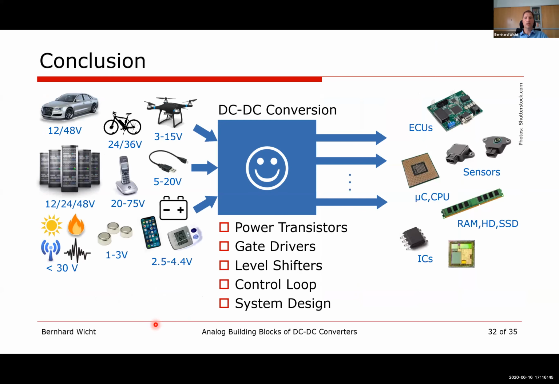So with that, I'm approaching the end of my lecture today. We discussed the DC-DC converter building blocks, or DC-DC conversion in general, as a link between our system level voltages and the IC level voltages. We want to achieve the optimum efficiency when we do the power conversion. And we talked about building blocks such as transistors, gate drivers, level shifters. Then we went into control loop design, and then we put everything together on system level.